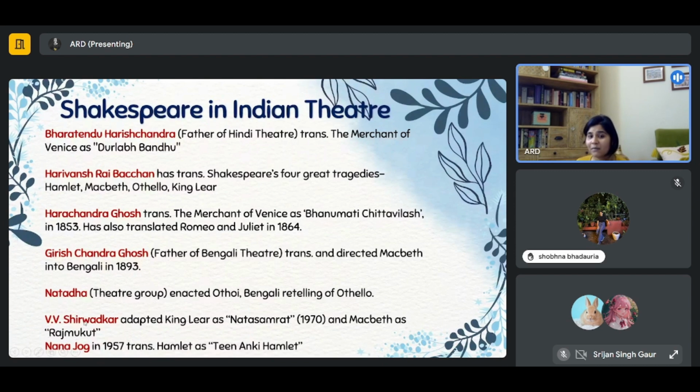And in Marathi cinema, Marathi theater, V.V. Shirvadkar is also a seminal figure. He has adopted King Lear as Nata Samrat and Macbeth as Raj Mukut. Nana Jog is also a very important figure in Marathi theater. And these are the names on whom people are researching. So these names are coming up in the central universities. So they will ask these questions. And even if they don't, we should, as scholars, maybe have a little idea. It's not always possible to remember everything, but, you know, keep it in your notes.